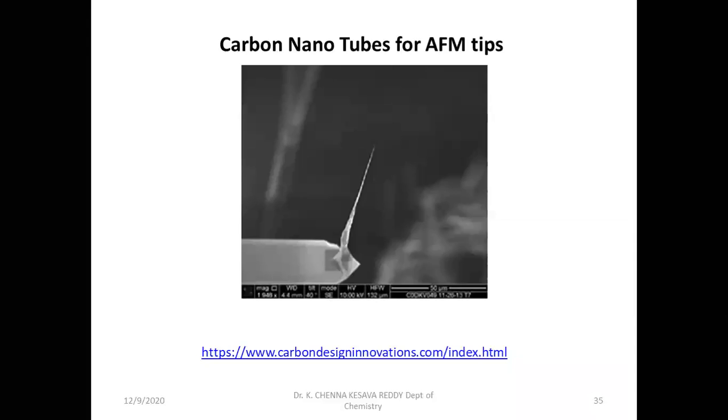We have a part called the cantilever. In the cantilever, they will grow the carbon nanotubes on the cantilever surface, and this is the cantilever. This is the AFM tip, atomic force microscopy. They will be using cantilevers. On the cantilevers, mostly the carbon nanotubes can be used as a tip, the AFM tip.